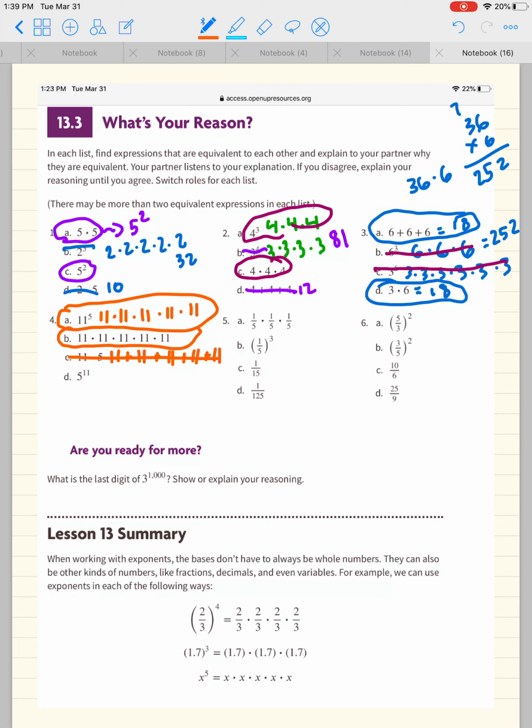5 to the 11th power is going to give us 5 times 5 times 5 times 5 times 5 times 5 times 5 times 5 times 5 times 5 times 5. I think that's 11. 1, 2, 3, 4, 5, 6, 7, 8, 9, 10, 11. So that is not going to give us the same answer, and so that does not work.